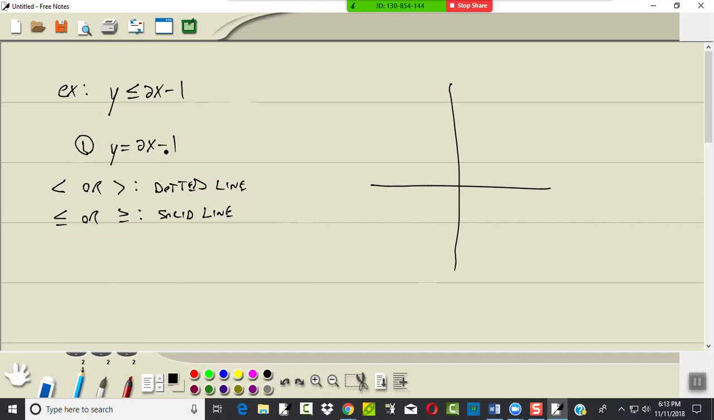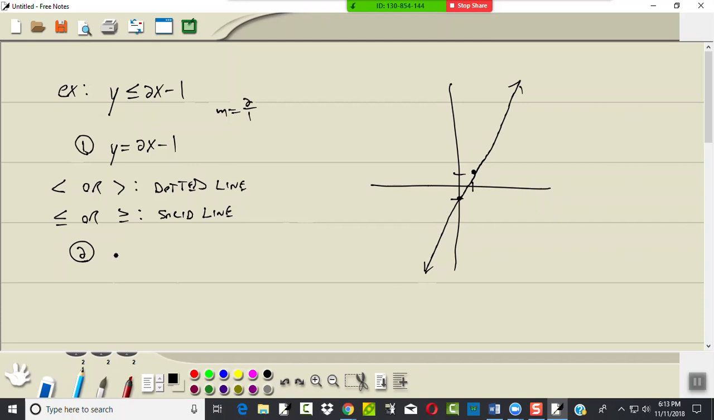Now the y-intercept on this is -1. So come down here, -1. My slope is 2 over 1, so that's a positive 2 over positive 1. It means go up 2 and right 1. Since this is a less than or equal to, it tells me to use a solid line. It looks like this. And that's step 1. If it had been a less than here, this would have been a dashed line, dotted line.